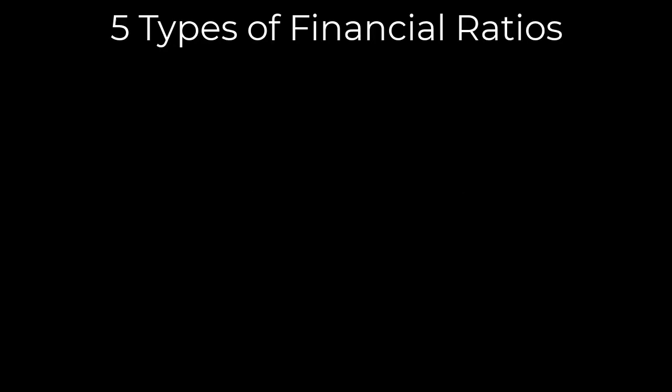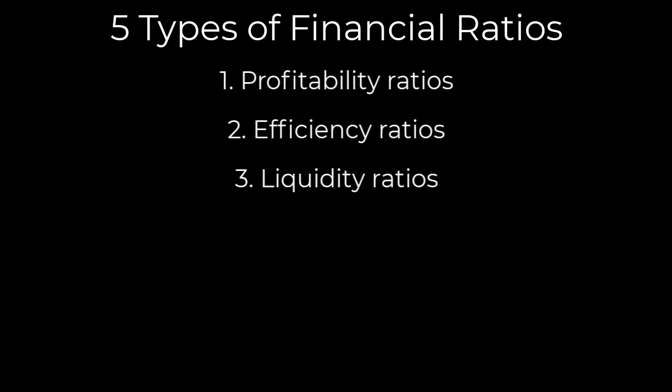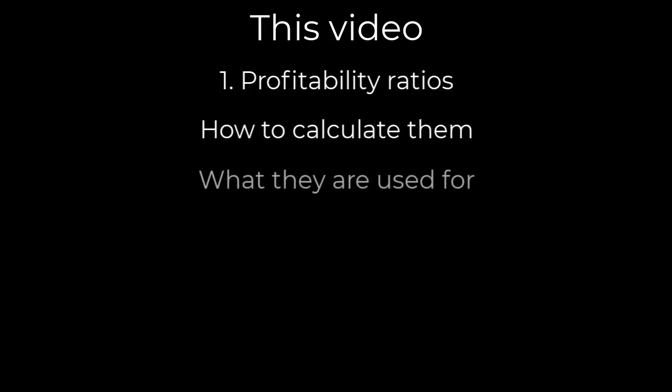We can sort financial ratios into 5 main types: profitability ratios, efficiency ratios, liquidity ratios, leverage ratios, and turnover ratios. In this video, you'll learn about profitability ratios, how to calculate them, and what they are used for so you can be a better investor and analyst.